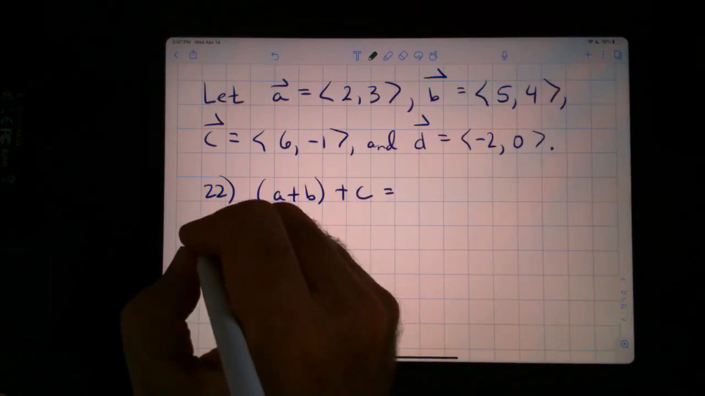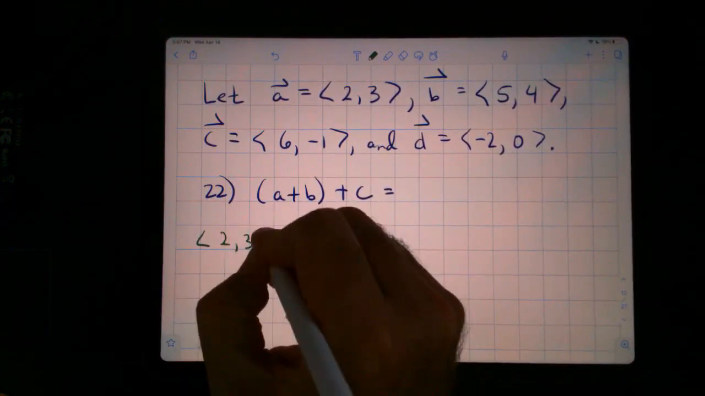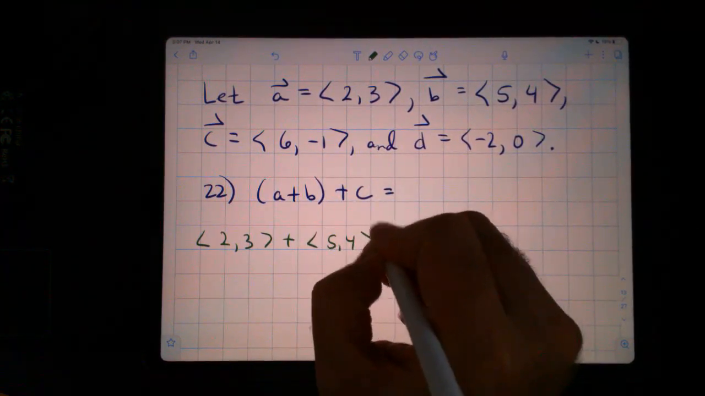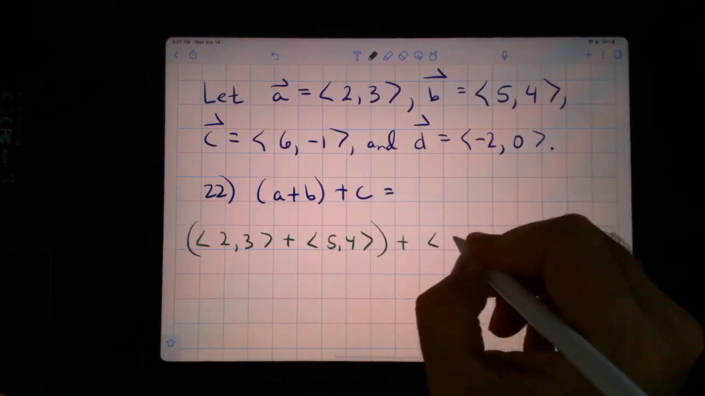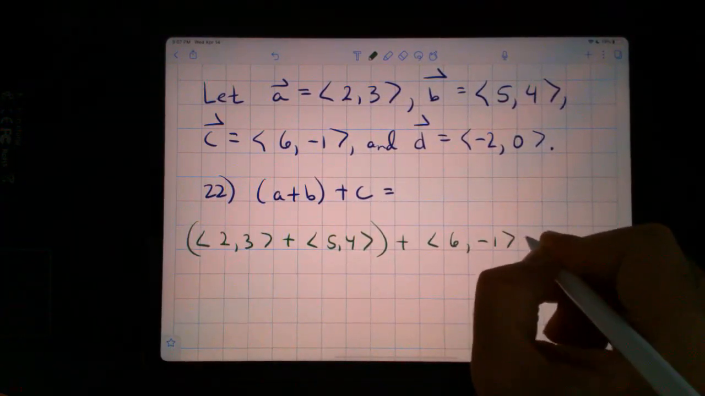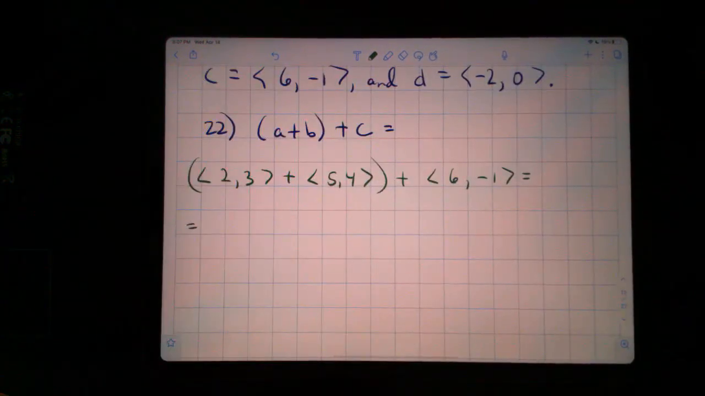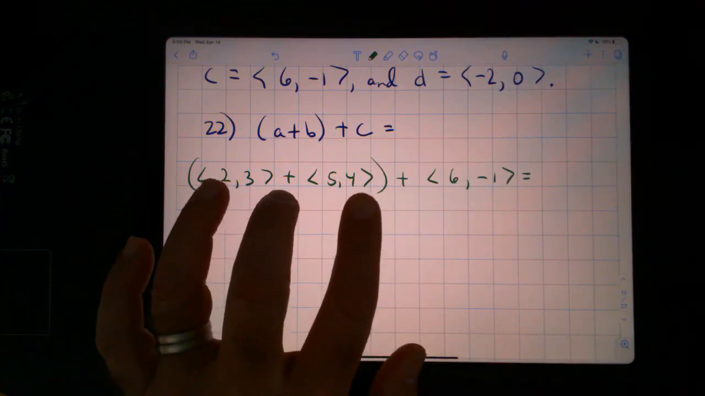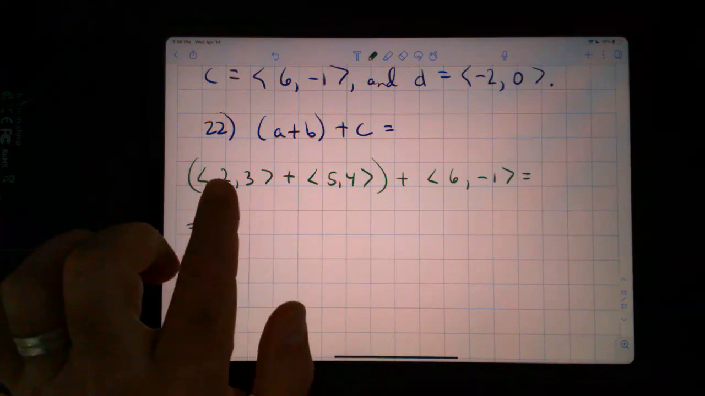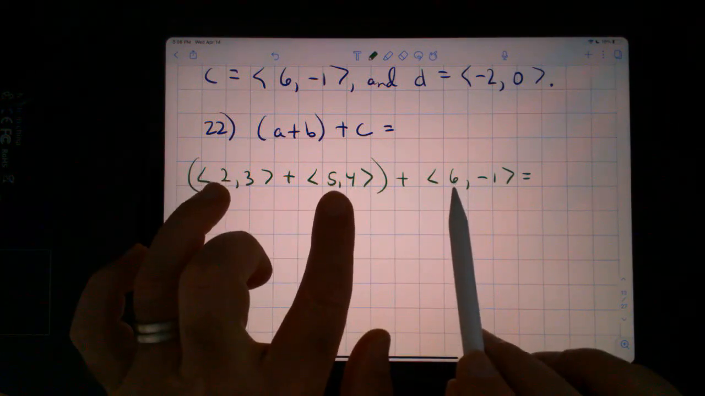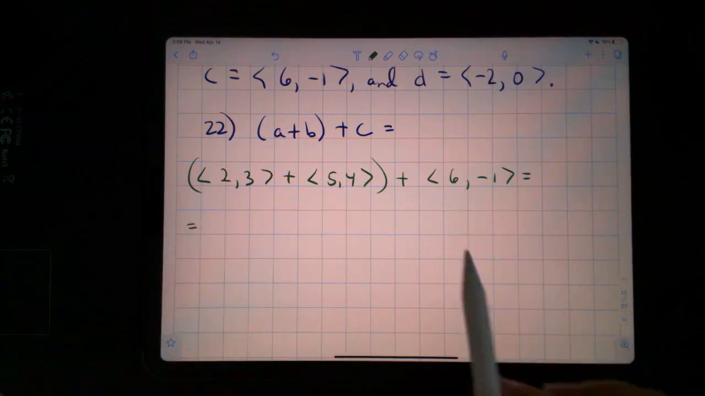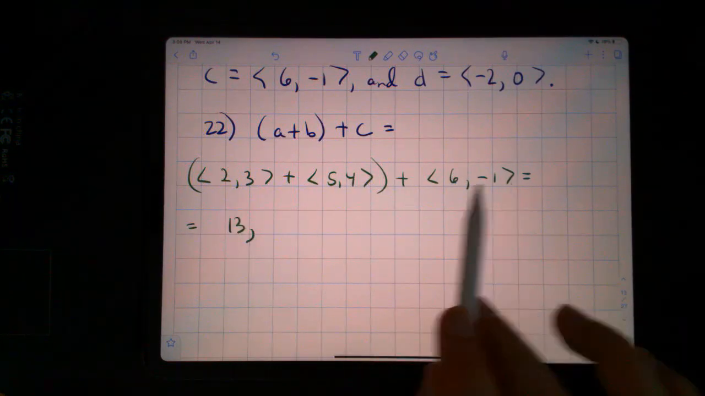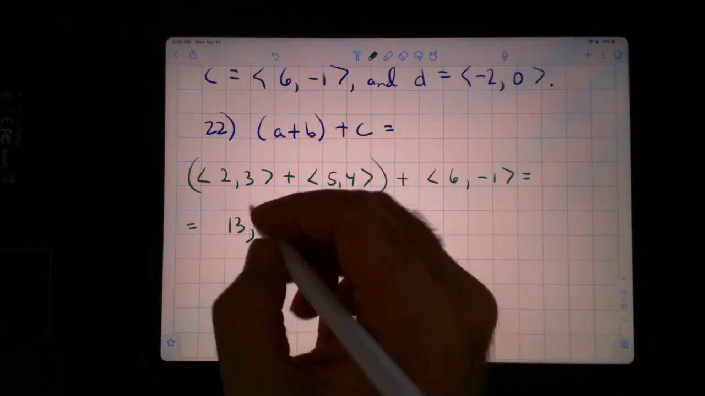So here we have... since we're adding, these parentheses don't matter. Okay, so we have 2 plus 5 plus 6. That is 12, no, 13. And then we have 3 plus 4 minus 1. So we have 6 minus 1, sorry, 7 minus 1 is 6.